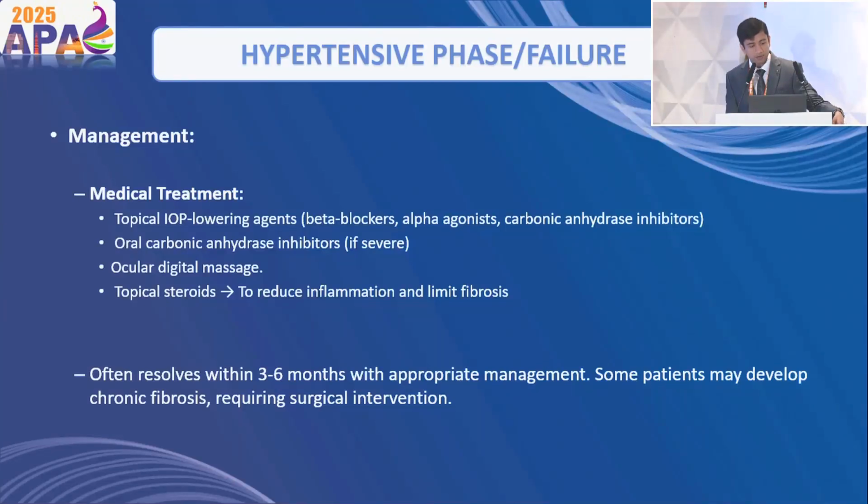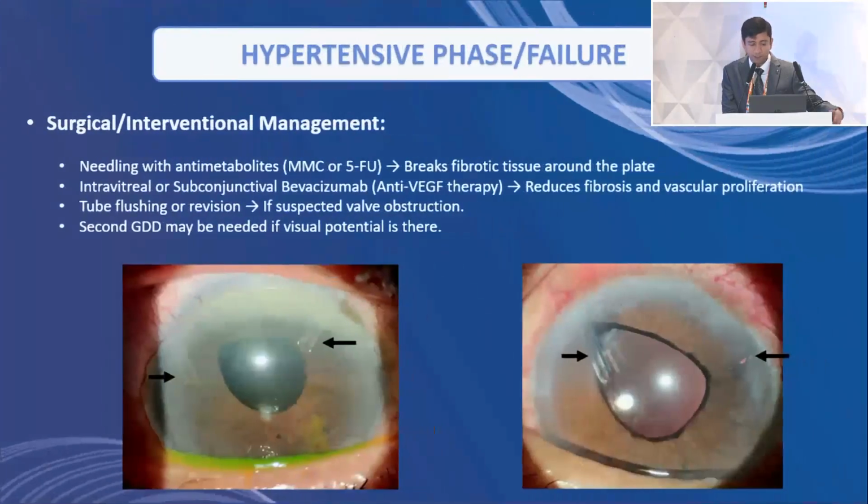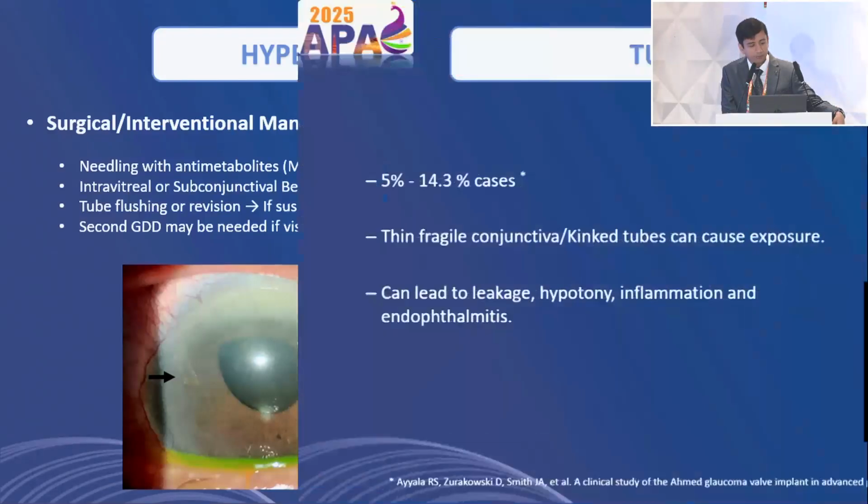We can manage it medically, and most of the patients do well with medications, usually topical medications if required. And digital massage plays a very important role in this condition. But even with full medications, if they don't do well, or the tube fails, then you can do a needling with antimetabolites, which usually doesn't work with tubes, at least in my hands. Or you can do a revision, or you can place a second tube in the eye. These are a few patients that I had put a second tube.